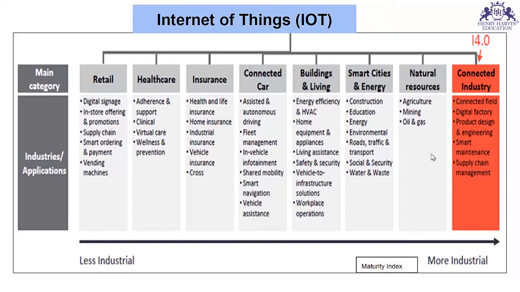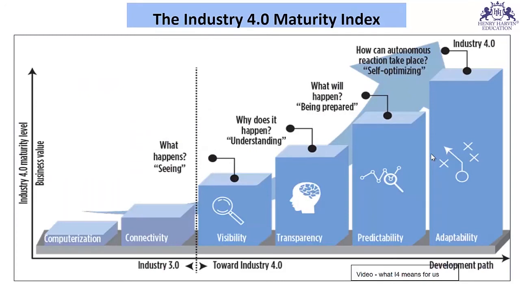Let us look at the maturity index of Industry 4. When we see Industry 3, we saw that it was computerization and connectivity which was happening. But as we move to Industry 4, we can see visibility, transparency, predictability, and adaptability happening.